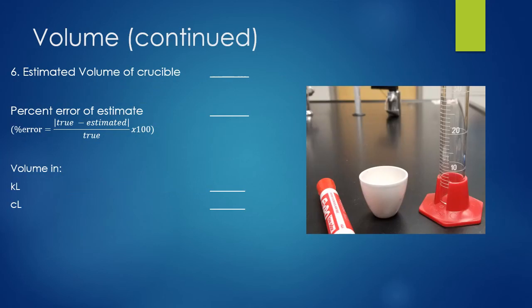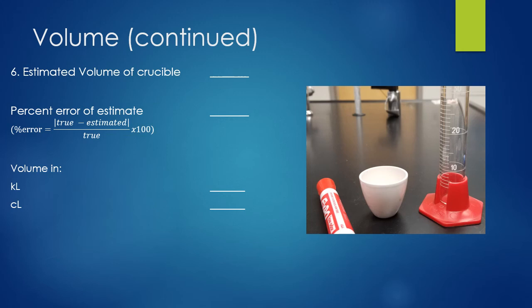Next, we're going to be doing some volume conversions based off of the volume of a crucible. So I have a picture of a crucible off to the right, and we'll use the crucible a few times in lab this semester. What you're going to be using it for in this lab is to estimate how much liquid can fit in that crucible if you filled it to the very top. For reference, I have a 50 milliliter graduated cylinder in the picture next to the crucible.